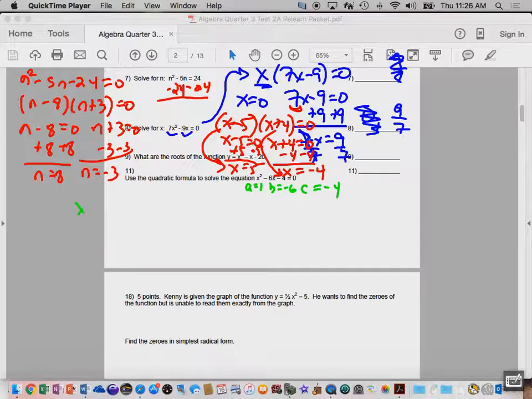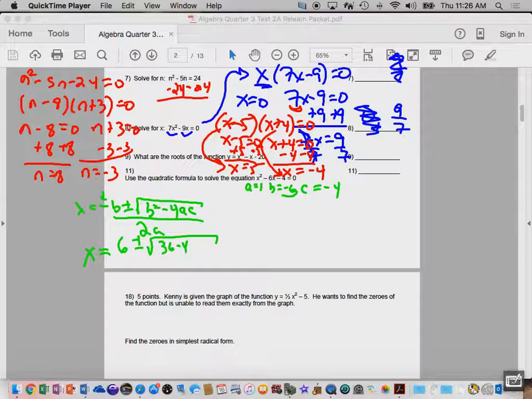So, quadratic formula, x is negative b plus or minus square root of b squared minus 4ac all over 2a. X is, now b is negative 6, so the negative of negative 6 is 6 plus or minus the square root of negative 6 squared is 36 minus 4 times 1 times negative 4, all over a is 1, so 2 times 1 is 2. So this is going to be 6 plus or minus the square root of.